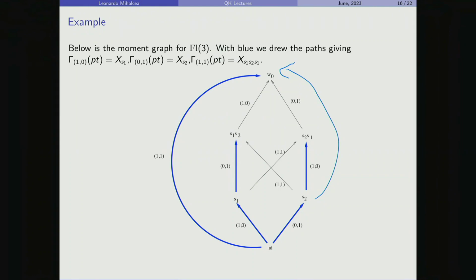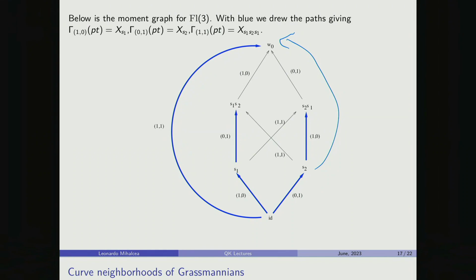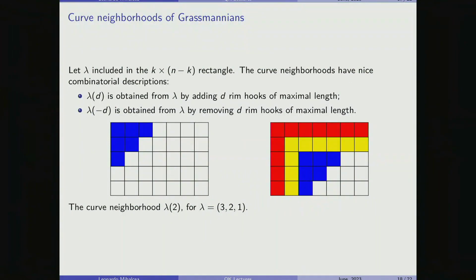Yes, that's in the combinatorial method. Maybe I'll show you in 2 slides. So let me do it for the Grassmannian first. This was the moment graph method. This is the combinatorial method. Here I want to do the curve neighborhoods for Schubert varieties in the Grassmannian. So what you do is you either add maximal rim hooks in case you want to increase dimension, or you remove maximal rim hooks in case you want to decrease codimension, because the curve neighborhood is always growing as a variety. Here the partition is 3, 2, 1. I'm looking at the curve neighborhood corresponding to lambda of 2. In other words, I'm looking at all the curves of degree 2 which pass through this Schubert variety of dimension 6.